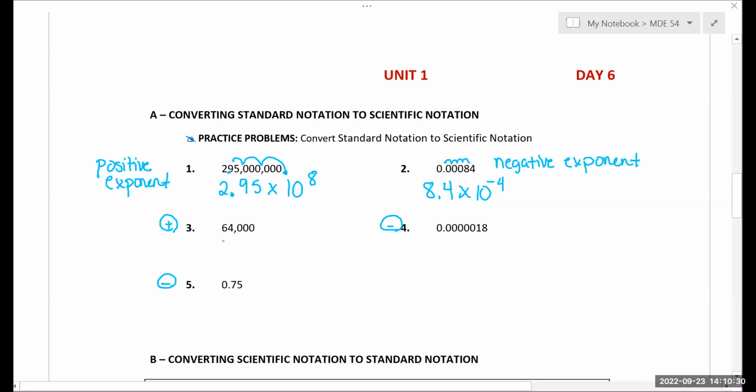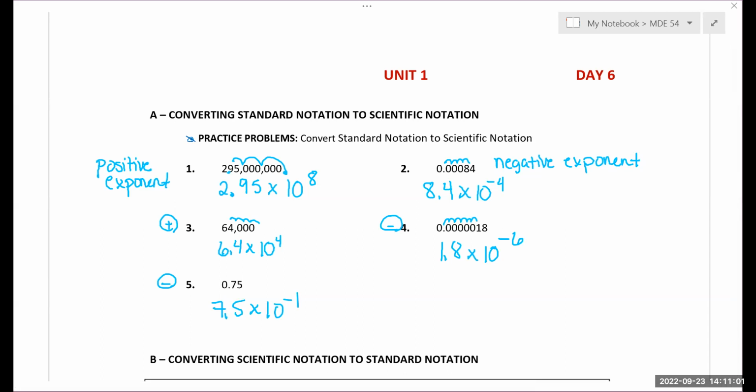So this one becomes 6.4 times 10 to the 4th. 1, 2, 3, 4. This is 1.8. 1, 2, 3, 4, 5, 6. Starts to get a little rough there, but I know it's negative because I already wrote that it was going to be negative. So I don't have to worry about, oh gosh, I just counted all those zeros, I can't remember. And then this one is 7.5 times 10 to the negative 1.